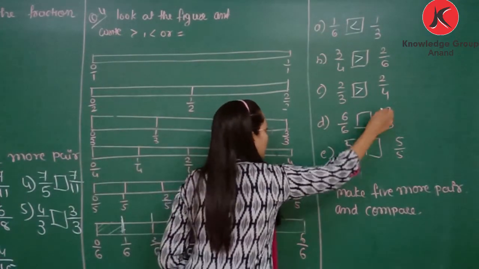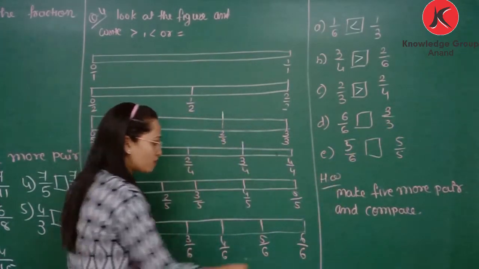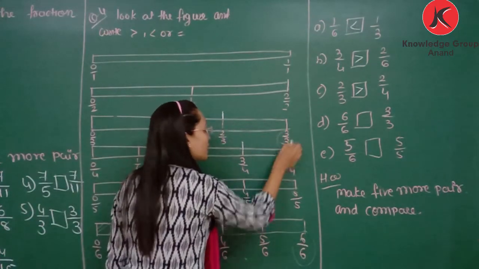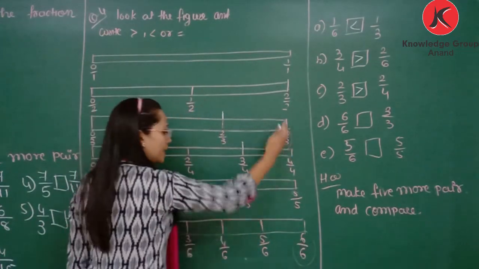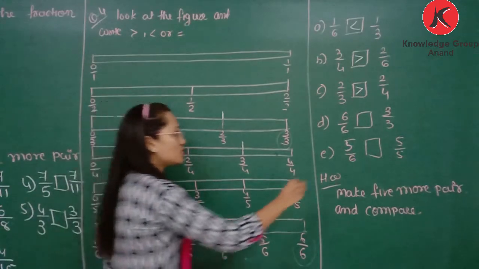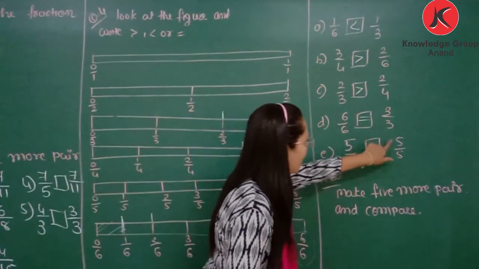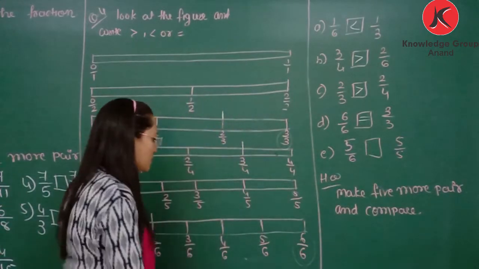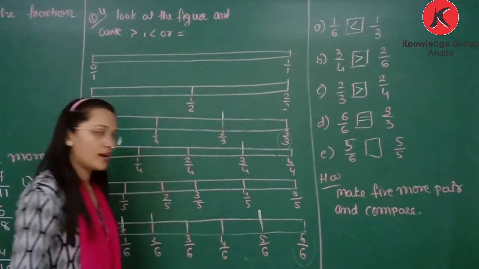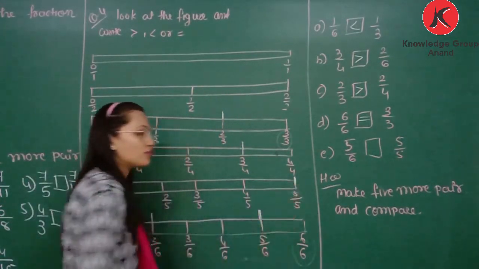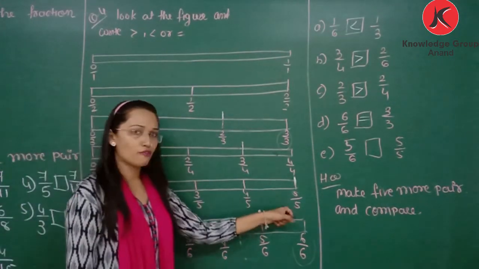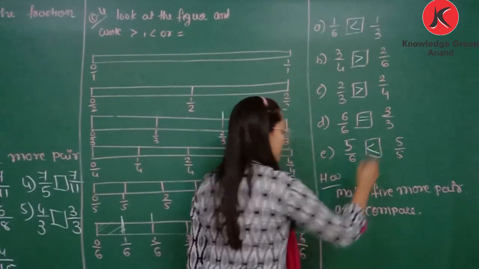6 by 6 and 3 by 3. Now 6 by 6 is here. 3 by 3 is also here. Means they are the same part. So it is equal to sign. 5 by 6, 5 by 5. 5 by 6 is where? It is here. And 5 by 5 is here. So which one is greater? 5 by 5. So less than sign.